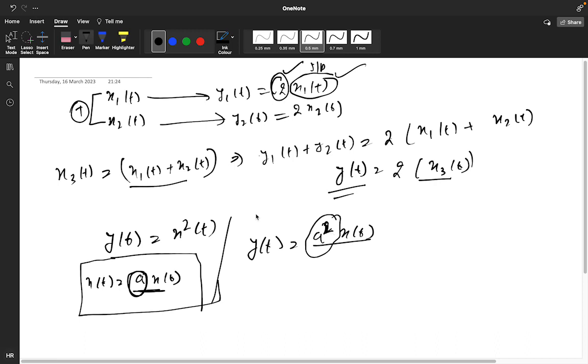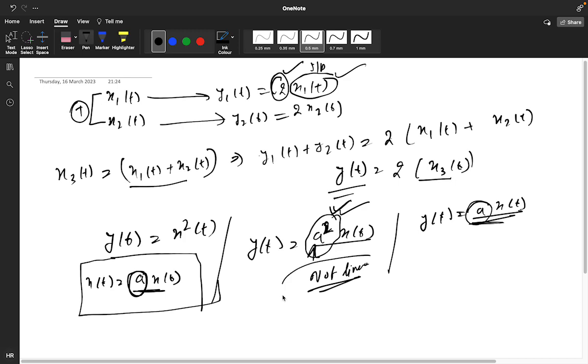Okay, so we need to get the result like this: y of t is equal to a x of t, but what we are getting is a square term. So here the system is not linear. It is not linear, because we are not getting the term a. If we scale the input with a, our output should also be scaled by a; then only our system will be linear. But here we are getting a square. We have to get the value a x of t, but we are getting a square term. That means the system is not linear. Guys, is it clear?